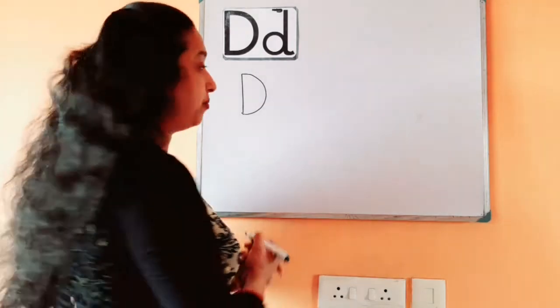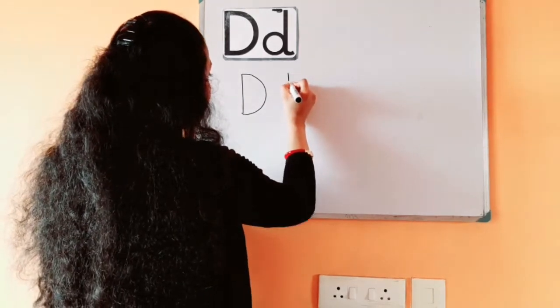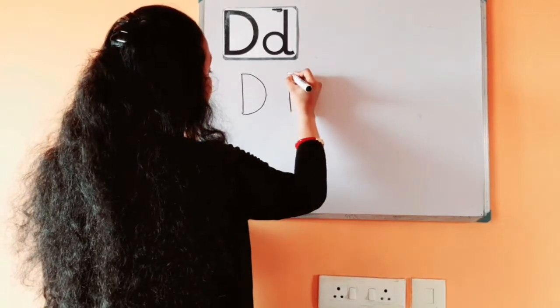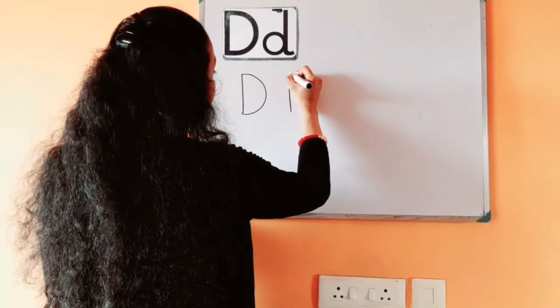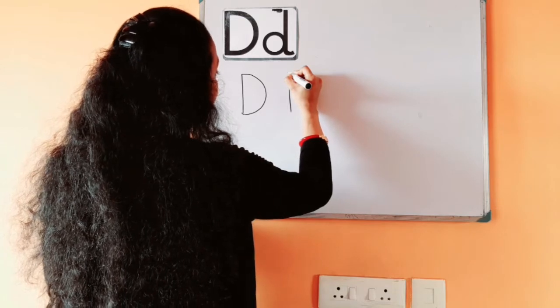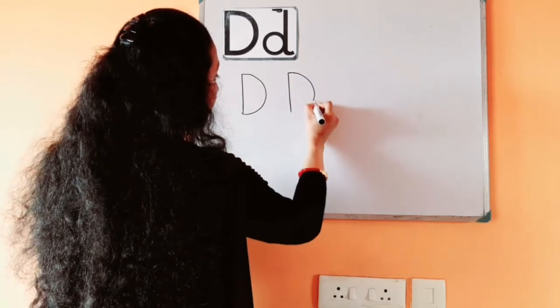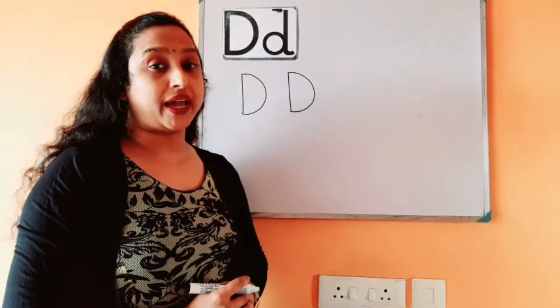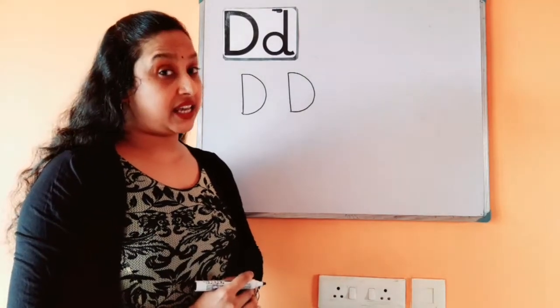One more time. Make a standing line from top to bottom. Then draw a B curve to the right side from top to bottom. So this is how we write letter D.